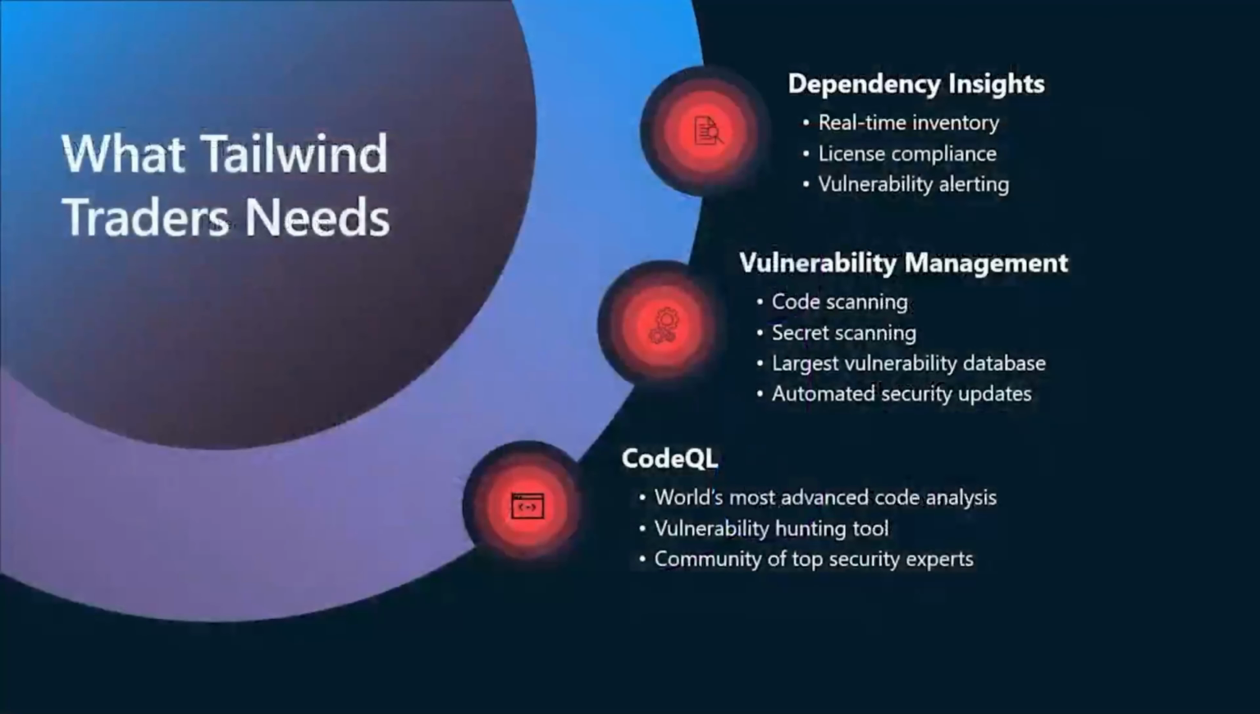Now, specifically in the case of Tailwind Traders, we need dependency insight, which checks the dependency inventory in real time. We also need to see if there are any known risks to open source packages, so we need to fix or remove them. It also adds license compliance to the project. Secondly, we need vulnerability management, which provides code scanning and secret scanning, which can also be automated with security updates to fix these vulnerabilities. Finally, we can use CodeQL, which is the world's most advanced code analysis system. It includes a vulnerability hunting tool, and we can take advantage of its top security experts community.